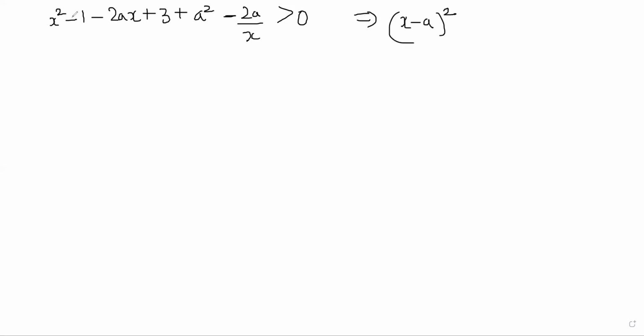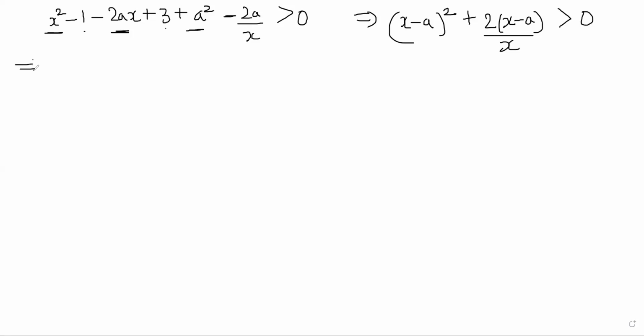So what you will get is basically this: x square minus 1 minus 2ax plus 3 plus a square minus 2a by x is greater than 0. I have brought the terms on the right hand side to this side, right? And if you rewrite it here, this can be written as x minus a whole square, because there is x square minus 2ax and a square, plus 2 times x minus a by x. How am I getting that? I'm getting it from basically 3 minus 1, 2, and 2 minus 2a by x. That is equal to this, which is greater than 0.